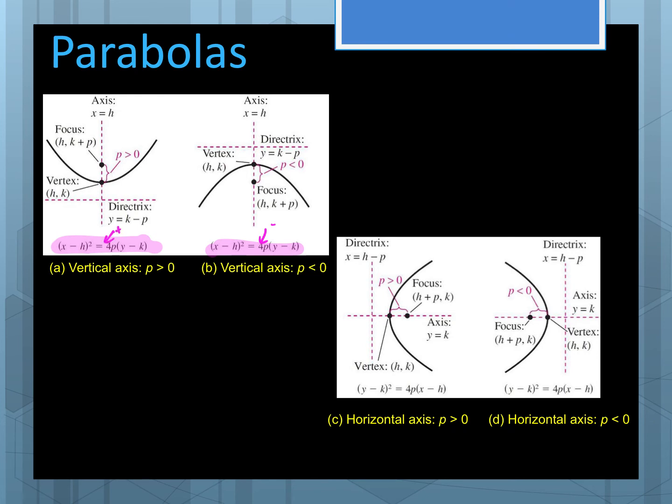And then if it's horizontal, the y is squared. If it's a positive 4p, then it points right. If it's a negative 4p, it points left.